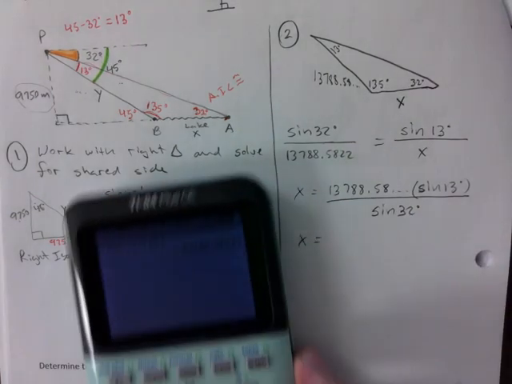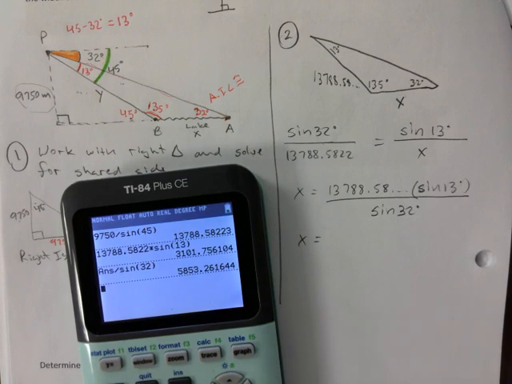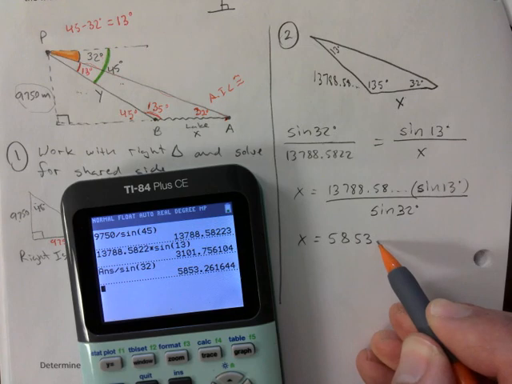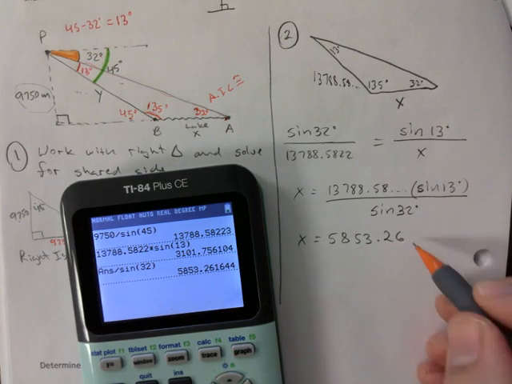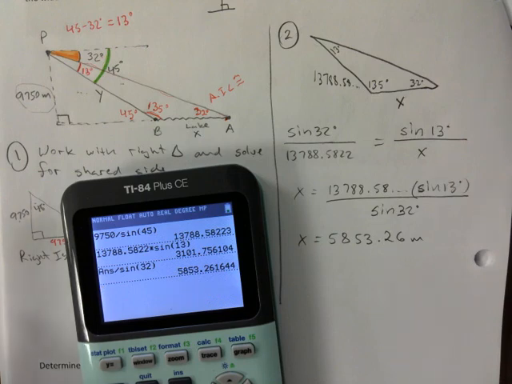Cross multiply and divide. Sine of 13 divided by sine of 32. That's 5,853.26 meters. Does that match my key? Yeah, it matches my key. Yes.